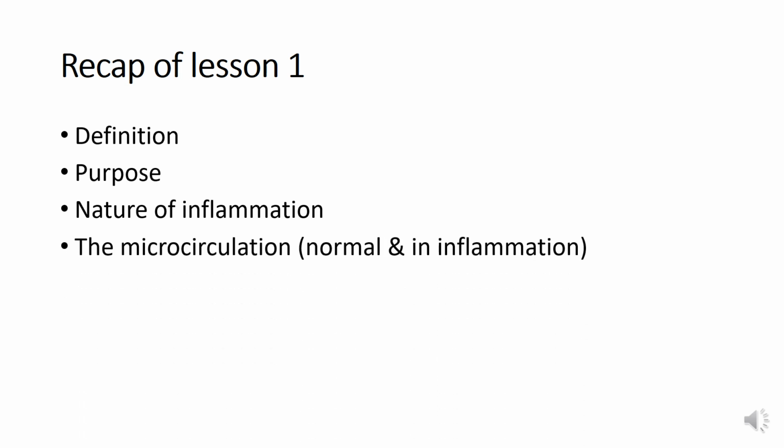We also looked at the microcirculation, what happens under normal circumstances, and we compared that against what happens when there is an acute inflammatory reaction or response. And so we looked at the nature of the structure of the microcirculation. Remember, we said that the microcirculation begins at the level of the arterioles and terminates at the level of the venules.